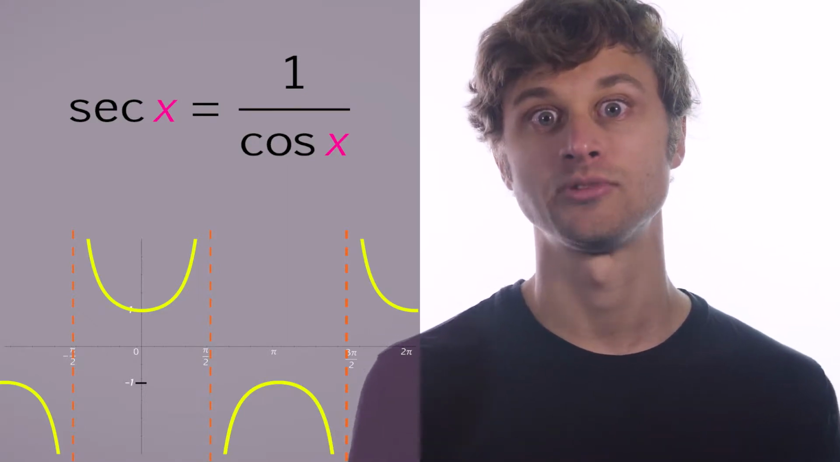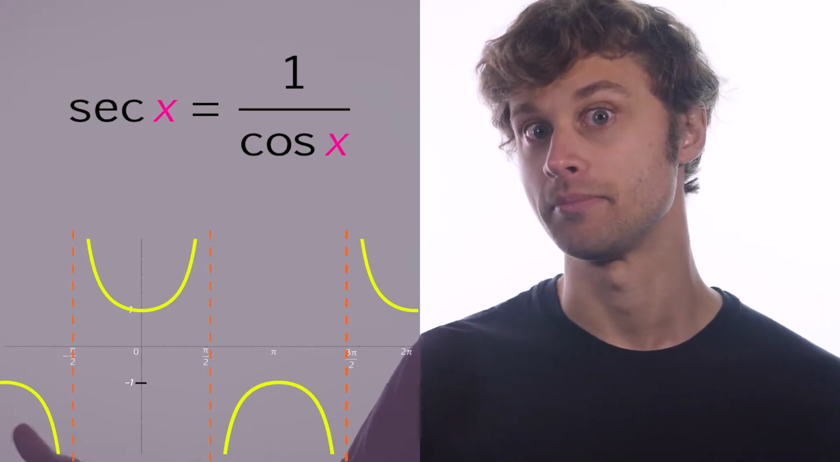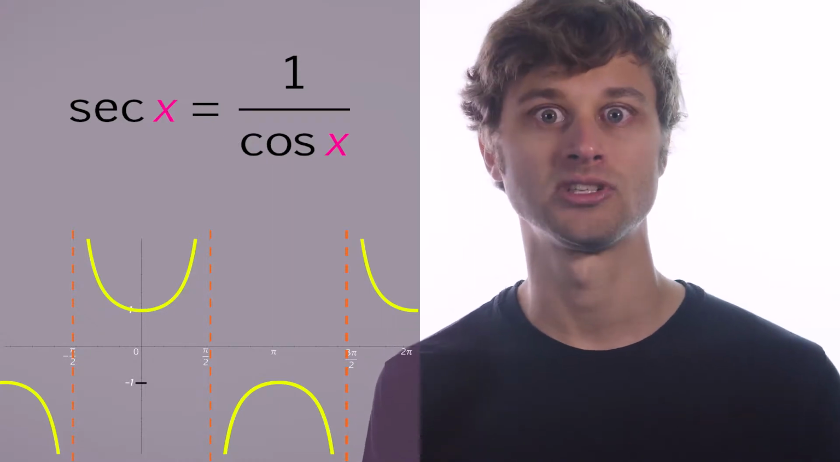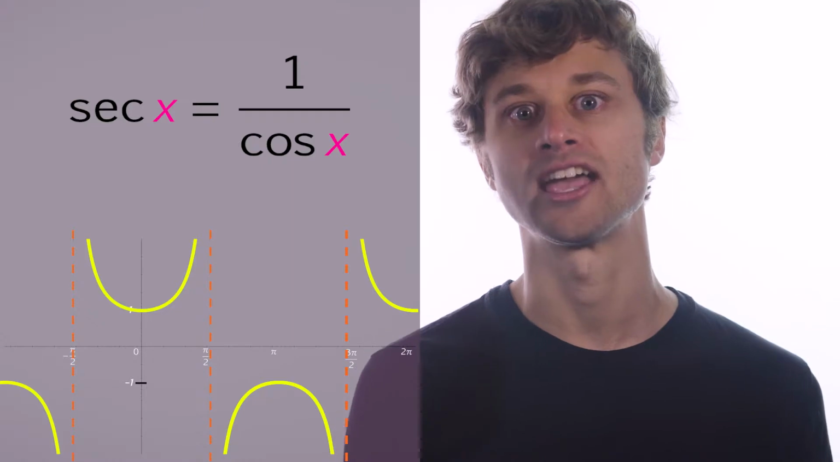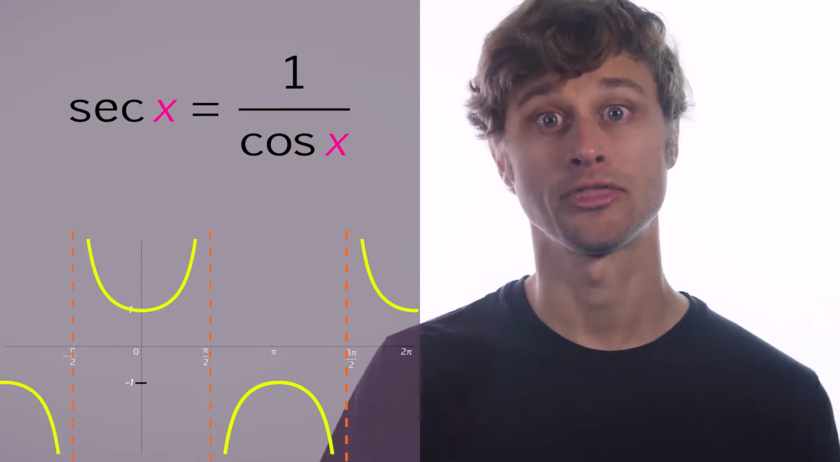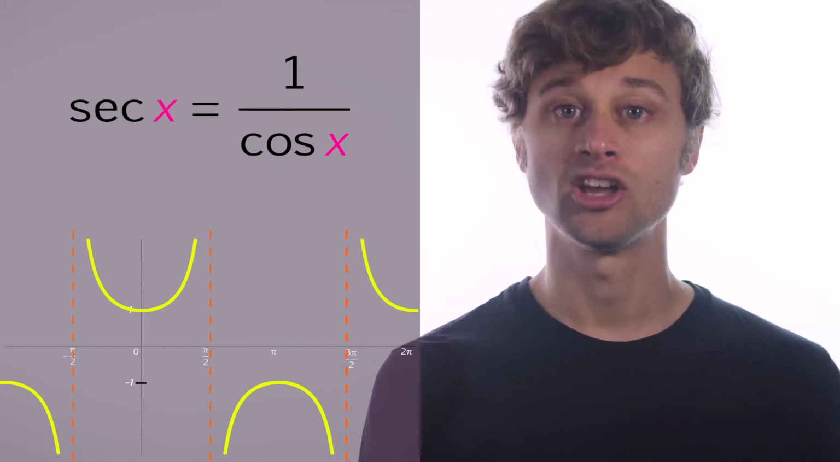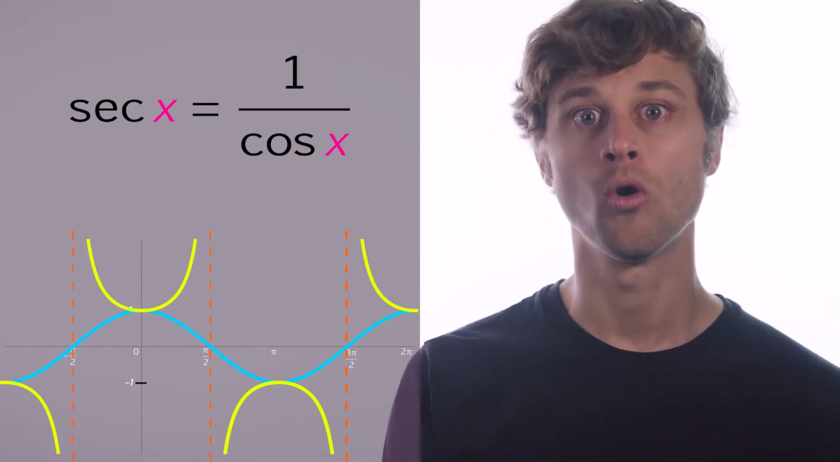Instead of having vertical asymptotes at multiples of pi, so 0, pi, 2 pi, 3 pi, 4 pi, etc., the secant function has vertical asymptotes at odd multiples of pi over 2, so -pi over 2, pi over 2, 3 pi over 2, etc. It still has a period of pi over 2, though. And it also still touches the cosine function wherever the cosine is equal to 1 or -1.